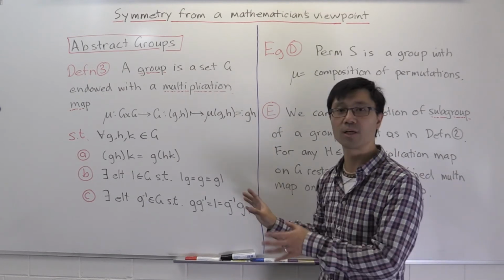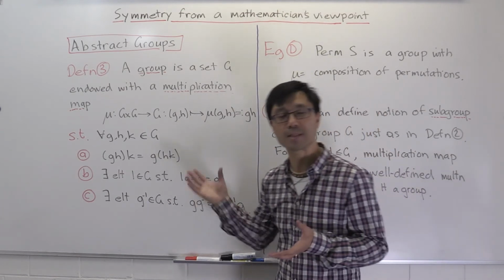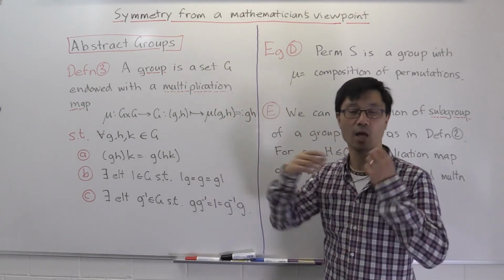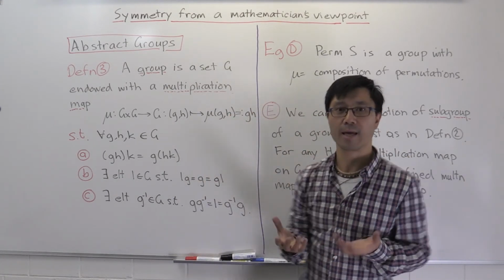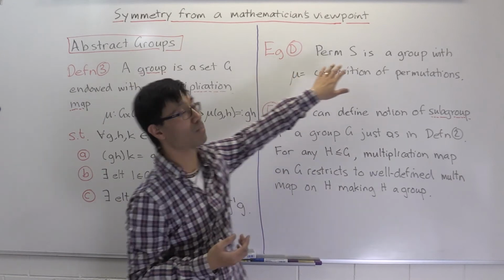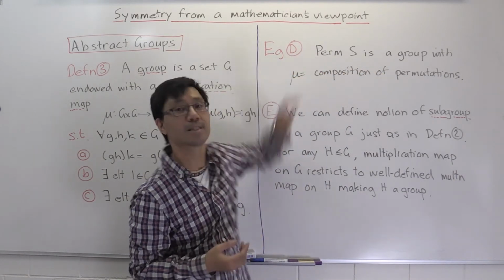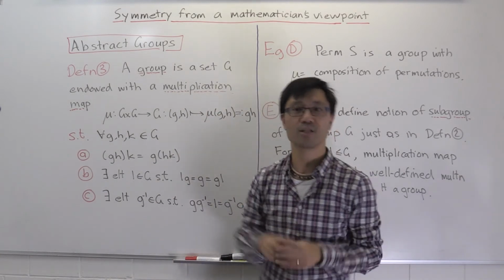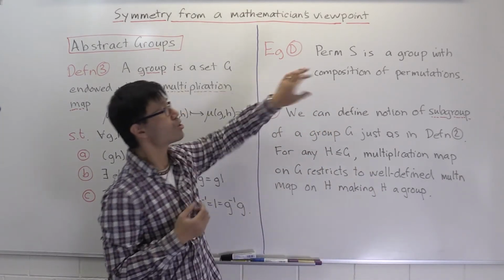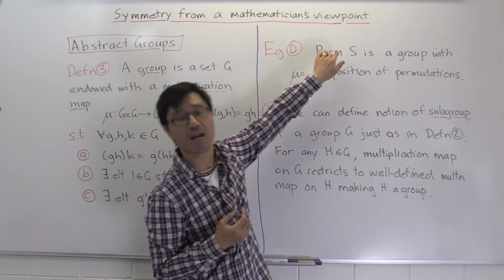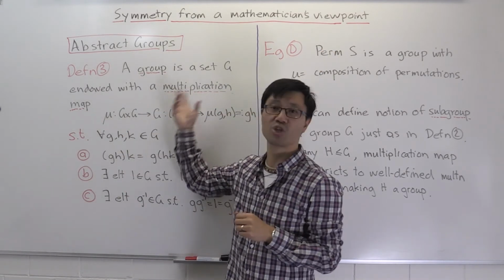It may look a little bit funny now, but the key point is that this is the notion which abstracts all the algebra inside this permutation group here. In particular, this permutation group is an example of a group. Let's just see how that works. To be a group, you not only need a set, you also need this multiplication map.